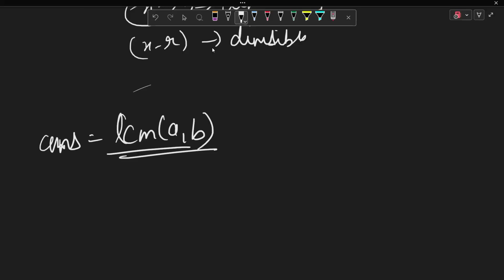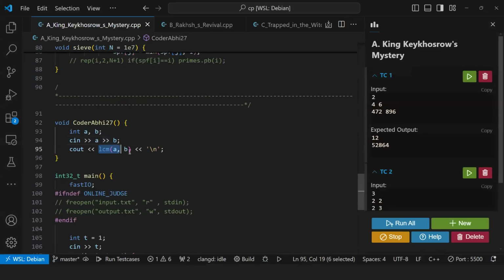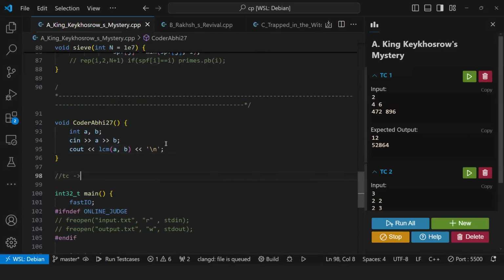So the code would be very simple. You just take the input A and B and print the LCM of A and B. This LCM function computes the LCM in order of log of max of A and B. So the overall time complexity that we would get is the time to compute the LCM, which is order of log of max of A and B. I hope this problem is clear to you.